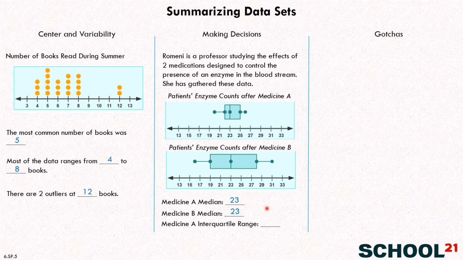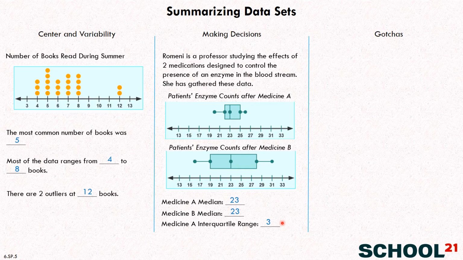So remember, when we use a box plot, the measure of spread that we use is the interquartile range. That's the difference between the lower quartile, which is the left side of the box, and the upper quartile, which is the right side of the box. The lower quartile here is between 21 and 23. It looks like it's 22. And the upper quartile is 25. So the difference between 25 and 22 is 3. We'll go ahead and write that down here.